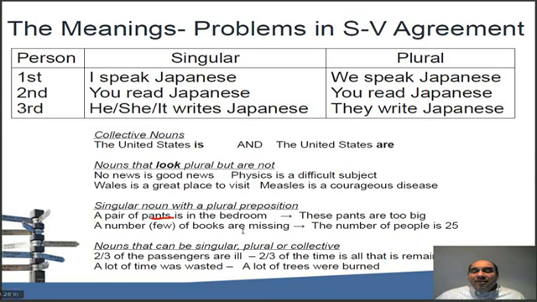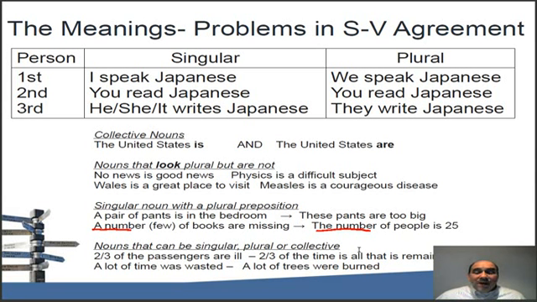A number of books are missing. A number means a few in English. Now, the number, they're only talking about one number when you say the number of people is 25. So they're going to have a difficulty with a number and the number, because a number doesn't mean a real literal number. It means a few. And the number is referring to a specific number, right?